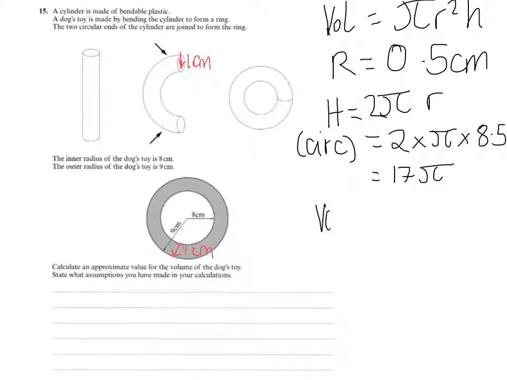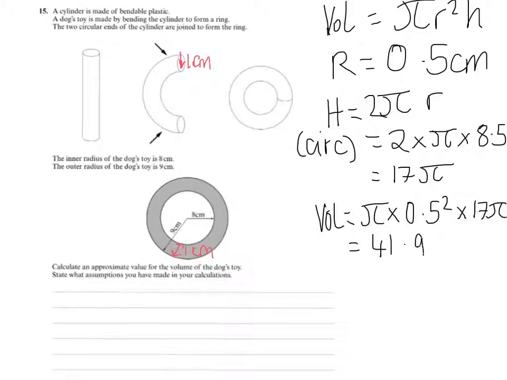I now know my radius, I know my height, so I can put it into this formula here. So the volume then is pi times the radius squared, so times 0.5 squared, times the height, which is 17 pi. And if you do that on your calculator, you should get the answer of 41.95, and obviously we're talking about volume, so it will be centimetres cubed.